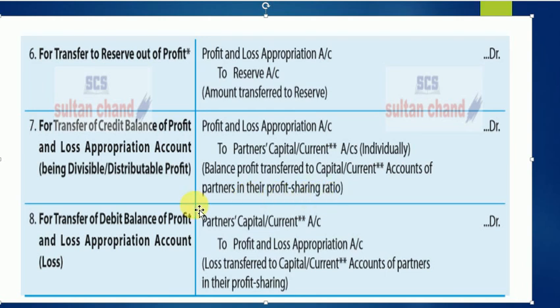And in case the debit side of the profit and loss appropriation account is more than the credit side, it is called net divisible loss, and this has the entry: Partners capital account debit to profit and loss appropriation account, being net divisible loss debited to partners in their profit sharing ratio. All the entries have been discussed in a very simple manner one by one from number 1 to number 8.